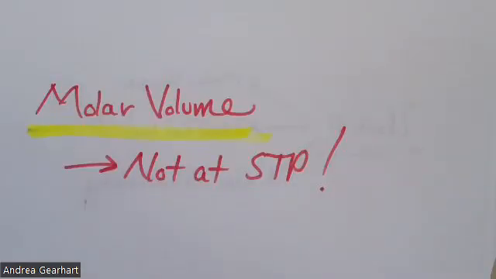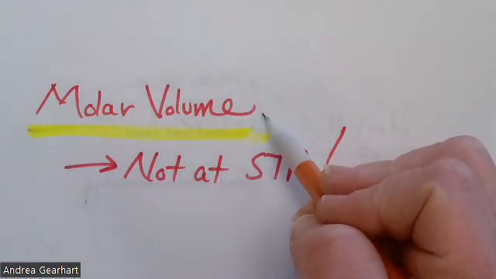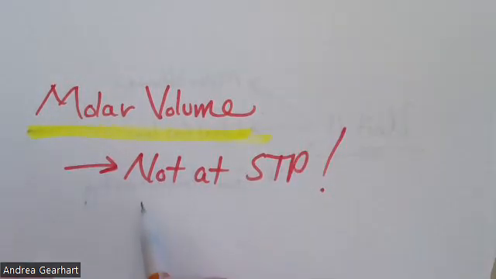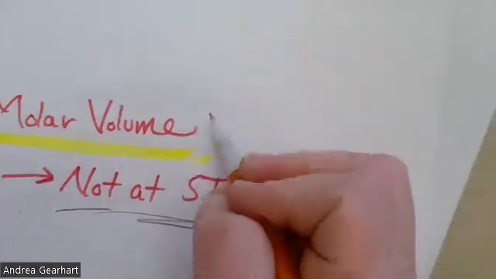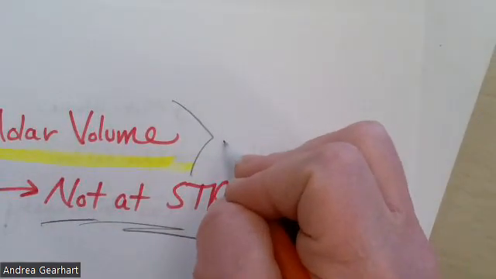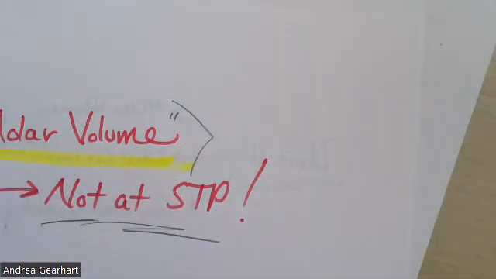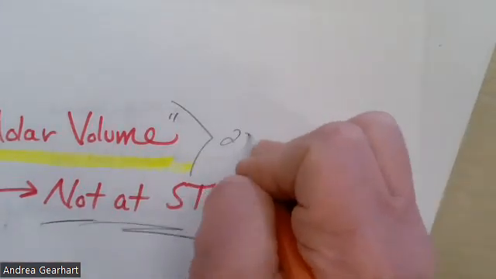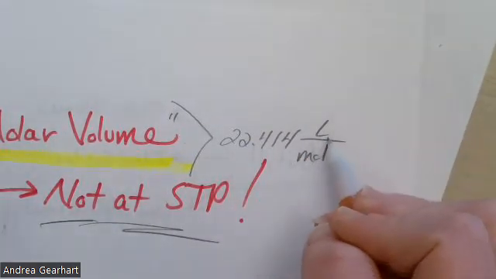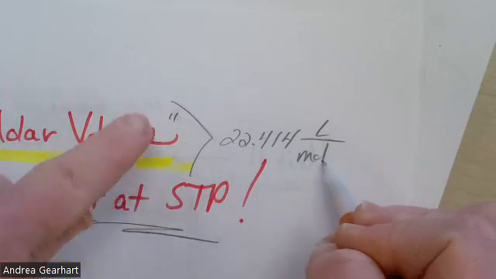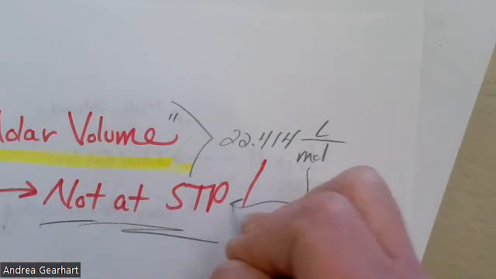This brief video will address how to apply molar volume in molar volume type problem solving when we're not at STP conditions. Just a reminder, molar volume is applied with gases, and when we say molar volume, we mean 22.414 liters of gas per mole, for any 1 mole of gas, but it has to be at STP conditions.